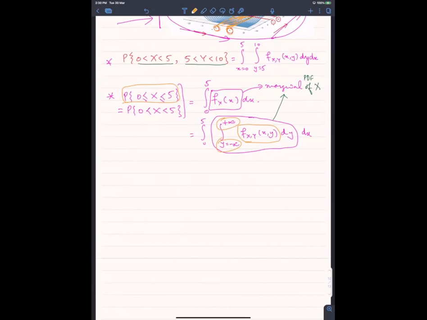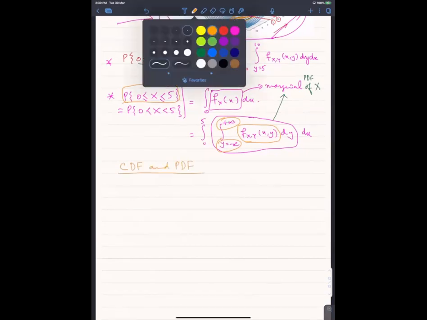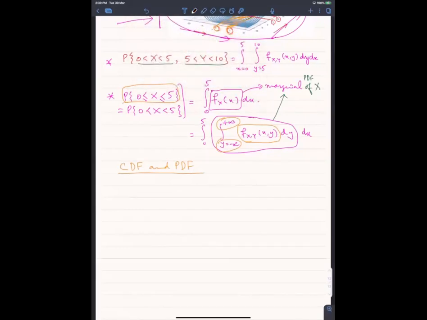The question is what is the relationship between CDF and PDF? We know that कि single variable के case में CDF को differentiate करें तो PDF आ जाता है, PDF को integrate करें तो CDF आ जाता है. Okay? And same is true for the joint case. We know that F_XY(a,b), this is the joint CDF, is the probability X less than or equal to a, Y less than or equal to b.